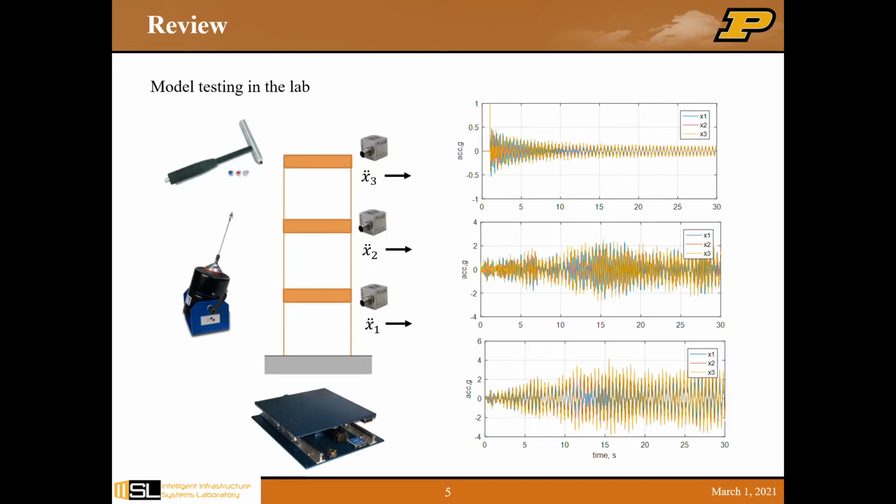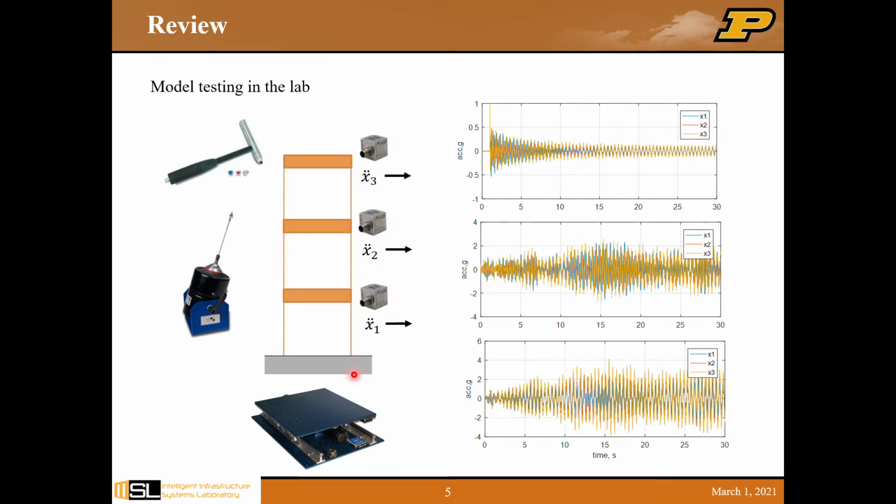All right, so now let's quickly go through some basic knowledge about modal testing in the lab. I believe all of you already studied that in the previous lectures, so let's just quickly go through that. Okay, imagine we have a 3-story building model. For sure, to obtain the dynamic response, we need sensors. One of the most widely used, most common sensors, is the accelerometer. We can put accelerometers on each floor to measure the acceleration response, right?